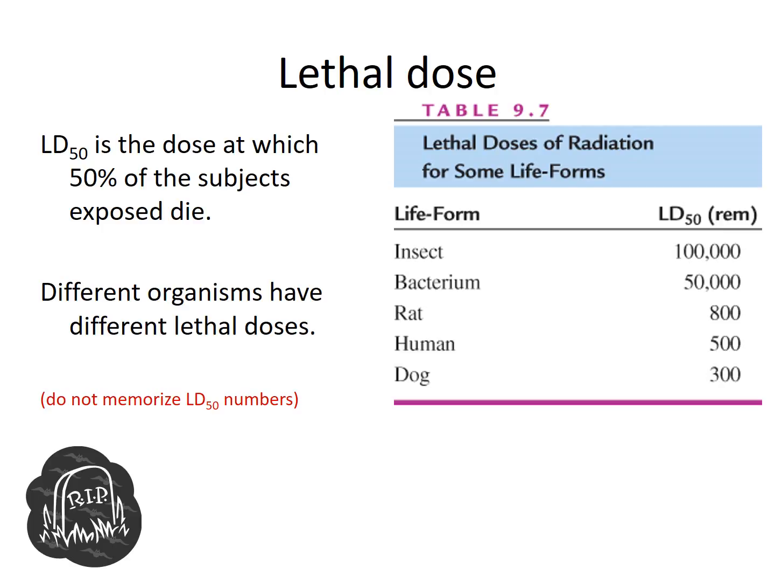Dogs are slightly more sensitive to radiation than humans, so radiation kills the dog more than it kills the human. But rats have more tolerance for radiation, a bacterium has a very high tolerance, and insects have the highest tolerance. So if we kill ourselves all in a nuclear war, the cockroaches will survive. So different organisms have different lethal doses for radiation. You do not need to memorize these numbers, by the way.